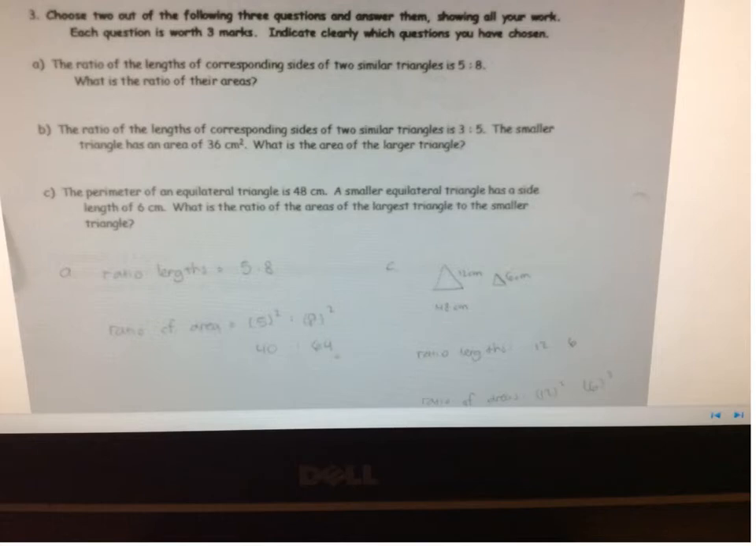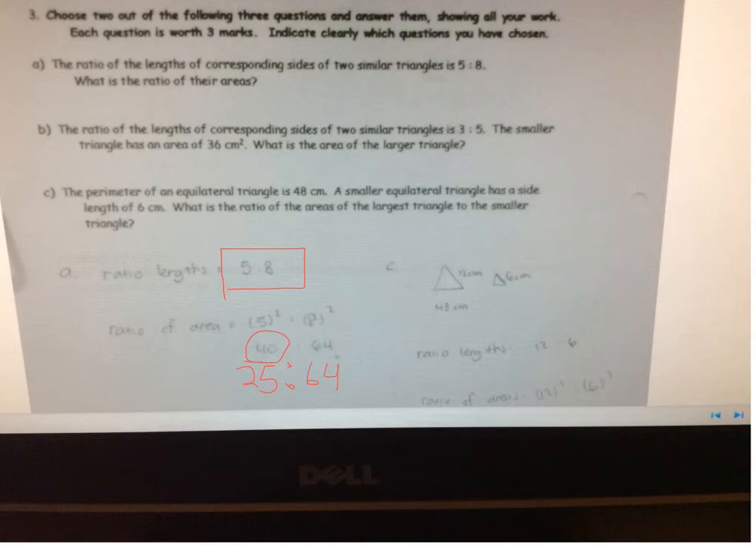In question 3, you've got the ratio of lengths of 5 to 8. Now the area relationship is that the ratio of the areas is the square of the ratio of the sides. 5 squared is 25, not 40. So the ratio of the areas should be 25 to 64 there.